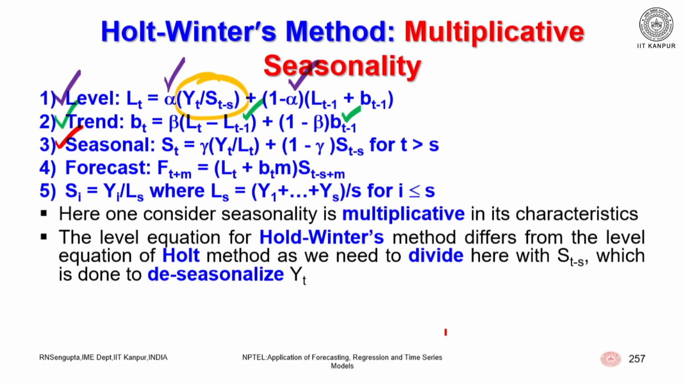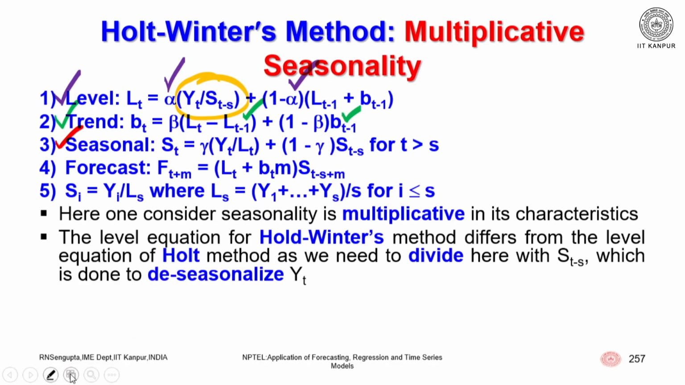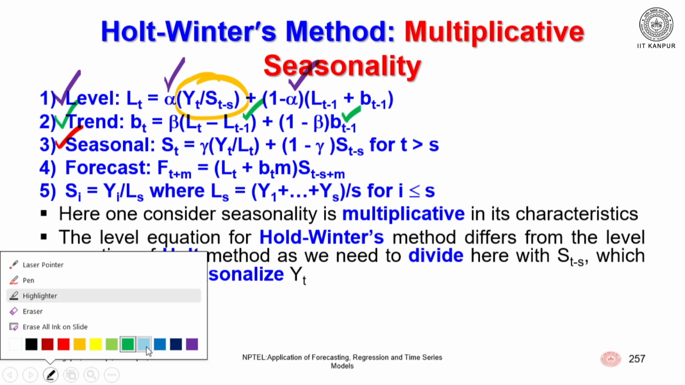Having calculated capital L suffix t, small b suffix t, and capital S suffix t, we are now ready to find out the forecast. So, the forecast would be given by how many time periods you are going. So, if m is 1, it will be, let me use a different color, so light blue.